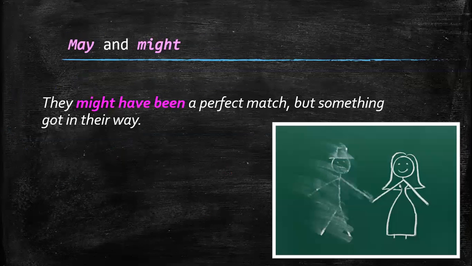May and might. They might have been a perfect match, but something got in their way. Okay. Might, okay, it's a probability, a possibility. And here, my friends, it is also in the past. Why? Because you have might and present perfect, okay? And the second sentence, my friends, but something got in their way. That is simple past, okay?